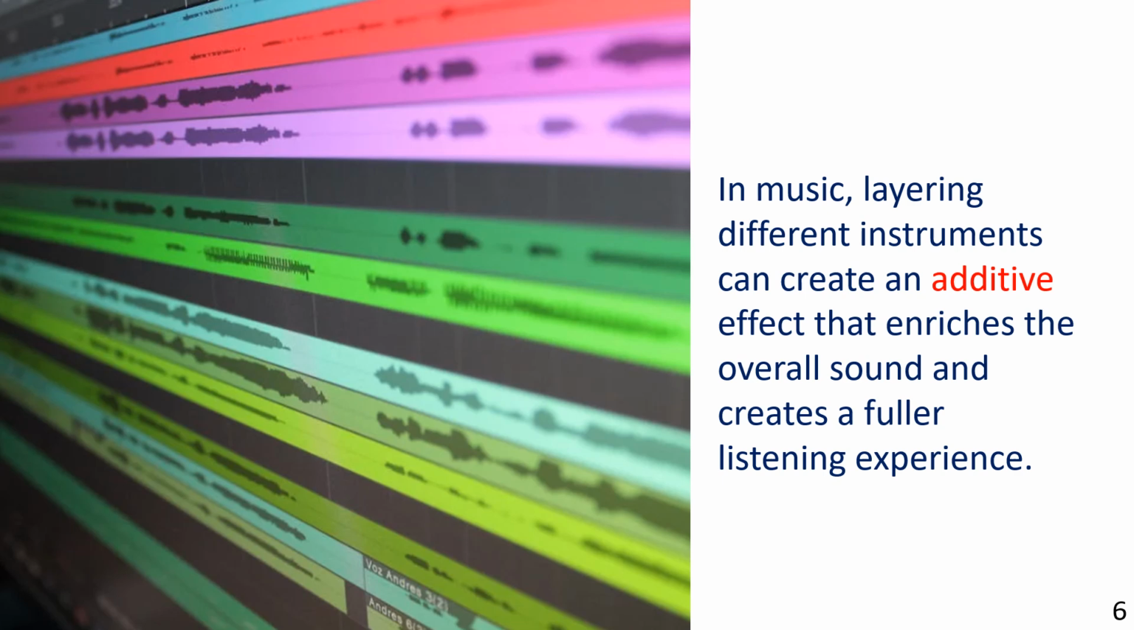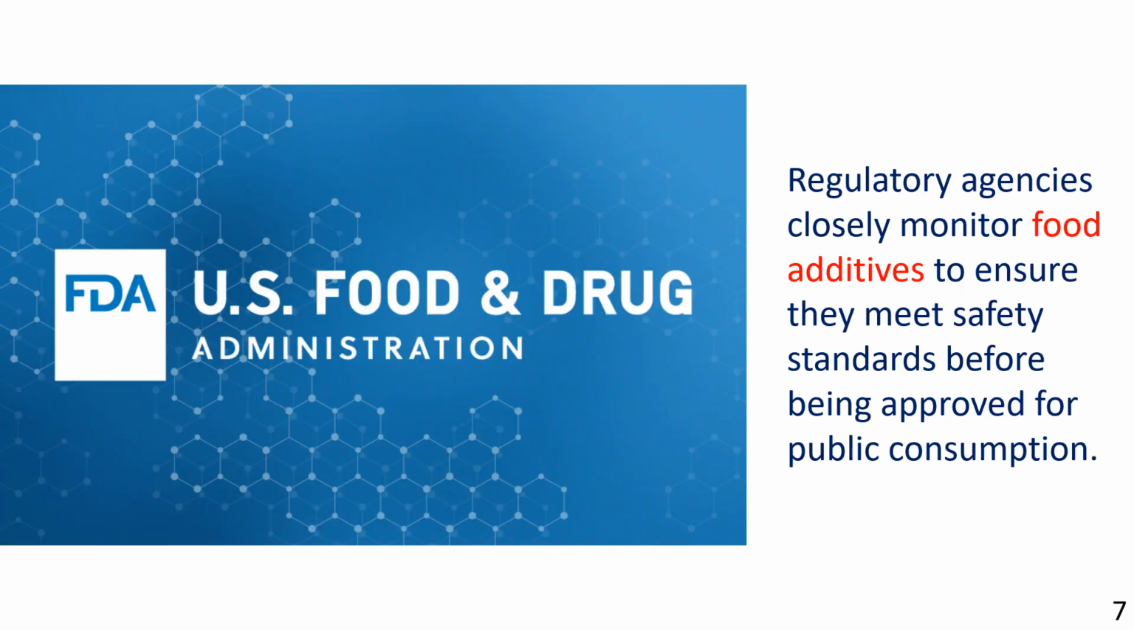Now let's look at examples of additive as a noun, as in food additive. The picture shows the logo of the U.S. Food and Drug Administration Department of the United States government. The sentence reads, "Regulatory agencies closely monitor food additives to ensure they meet safety standards before being approved for public consumption."